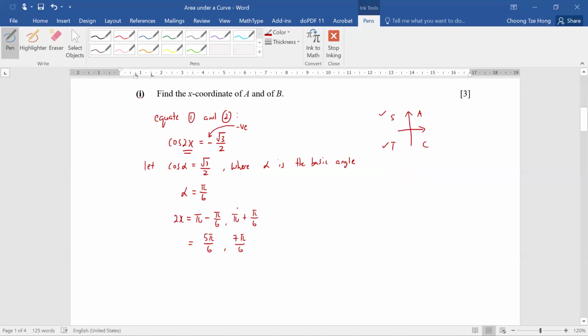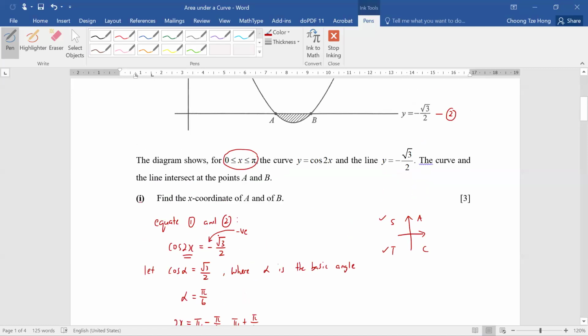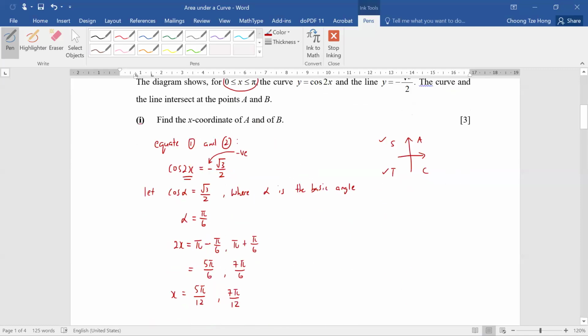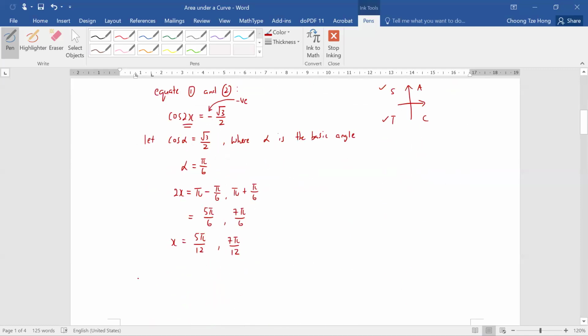If we divide by 2, we are going to get the two answers: 5 pi over 12 and 7 pi over 12. Which one will be the x coordinate of A? Obviously A is on the left side of B, so it should be the smaller one, 5 pi over 12. Let's conclude: therefore the x coordinate of A is 5 pi over 12, and the x coordinate of B is 7 pi over 12.